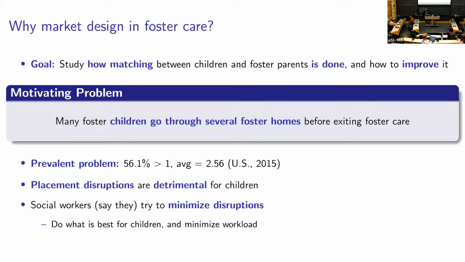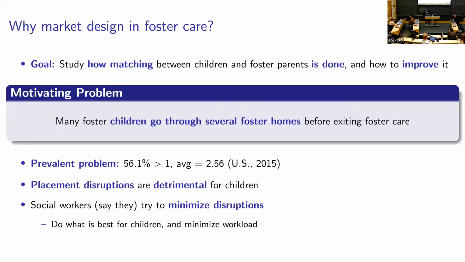The motivating problem, at least in this paper, since there are many problems in foster care, is that many foster children go through several foster homes before exiting foster care. This is widely recognized among social workers, people who study social welfare, and psychologists. It's a prevalent problem. The majority of children experience at least one placement disruption, so they are changed from one foster home to another.